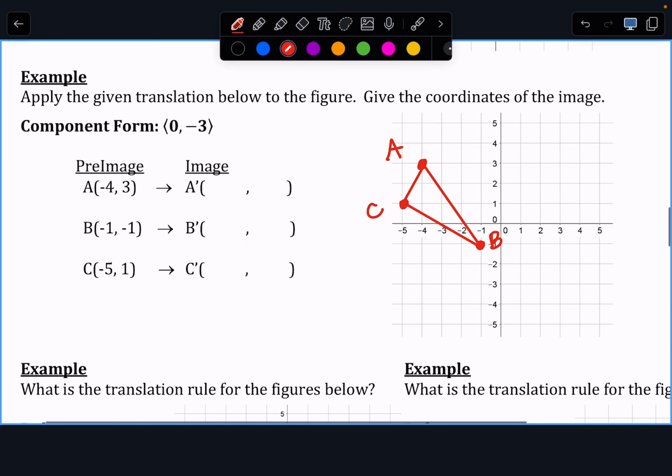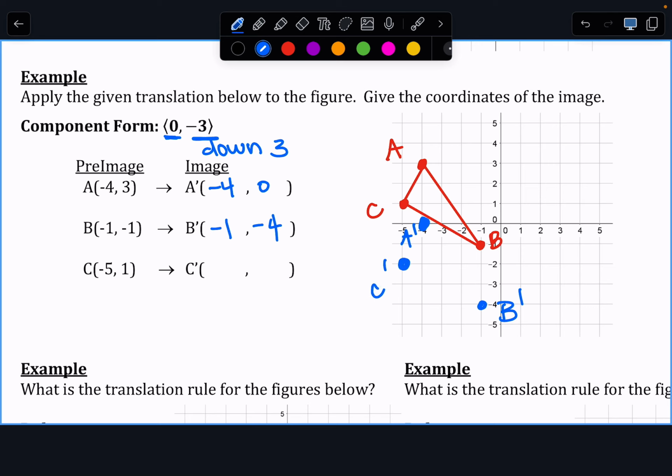Now, if this is the component form of my vector, where are we moving? Right 0. Down 3. So we're not going to move left or right, but we're going to go down 3. So down 3, here's B prime at -1, -4. 1, 2, 3. Down 3, and A prime is now at -4, 0. 1, 2, 3. Down 3, and now C prime is at -5, -2.